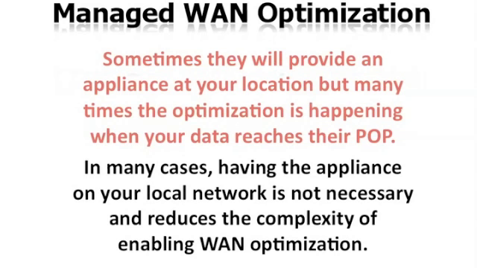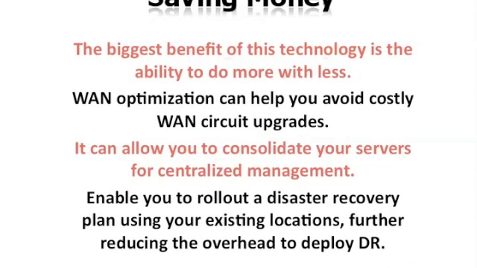With managed WAN optimization, sometimes the provider will put a local appliance at your branches and headquarters, but more and more they're really optimizing your data when it reaches their local POP. So in many cases you don't need the appliance, and it helps reduce the complexity of deployment as well as managing it over time.